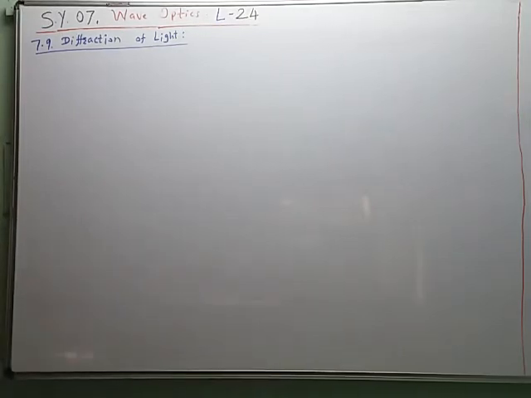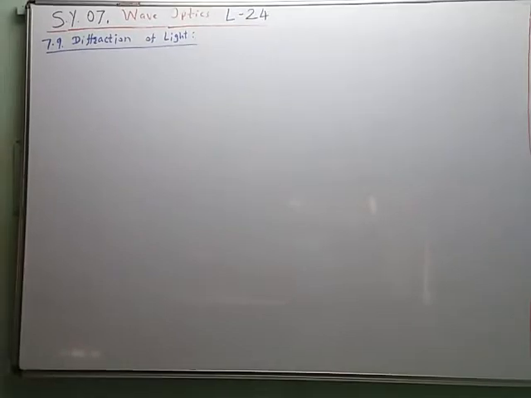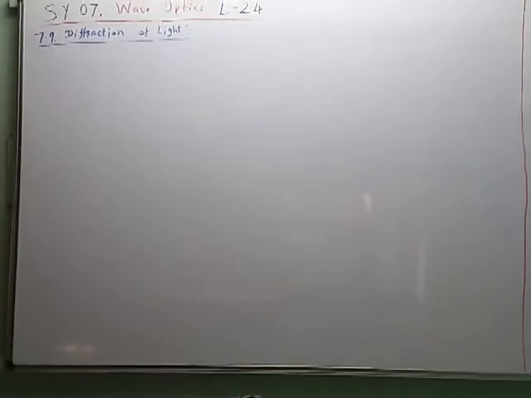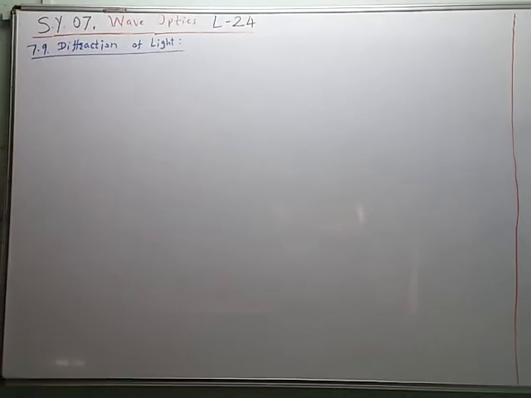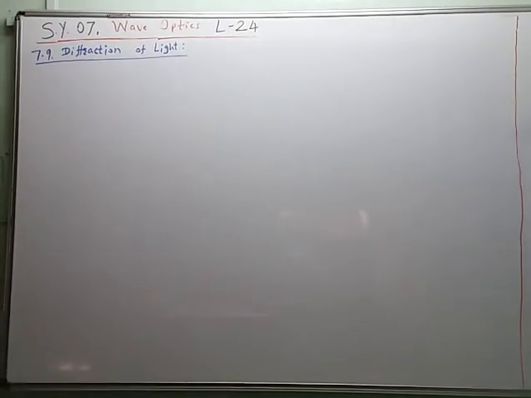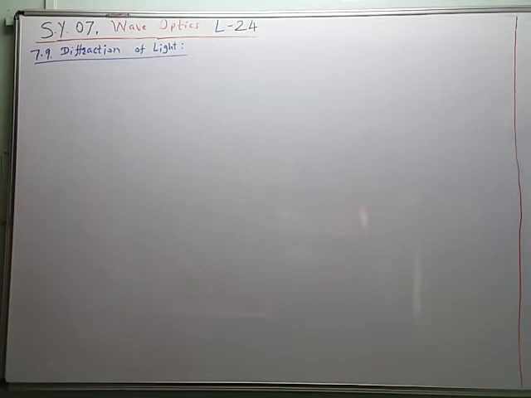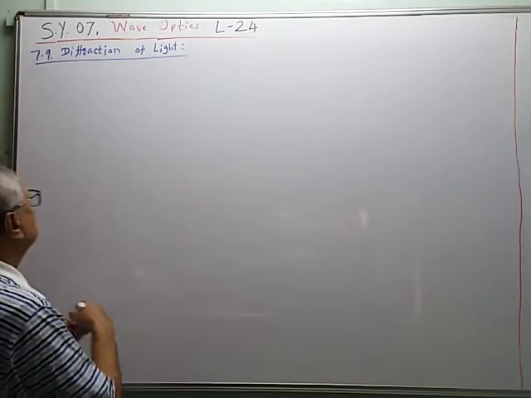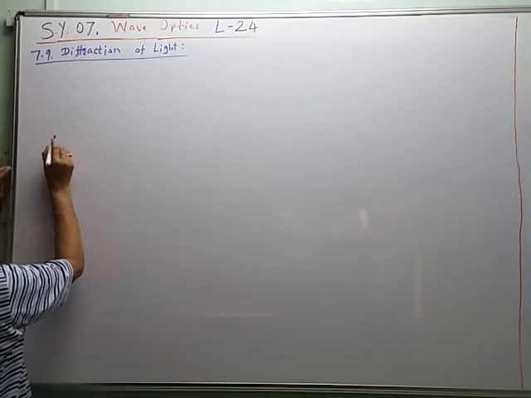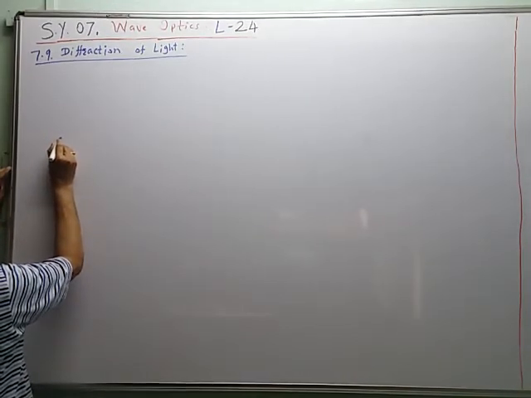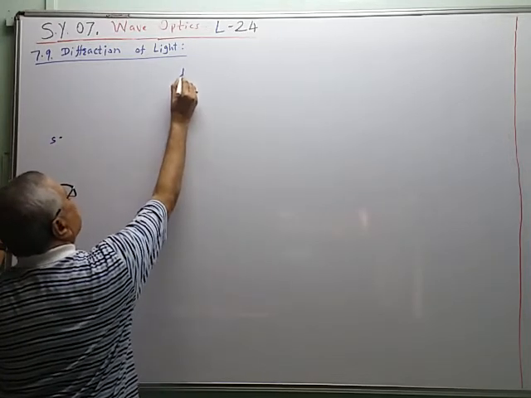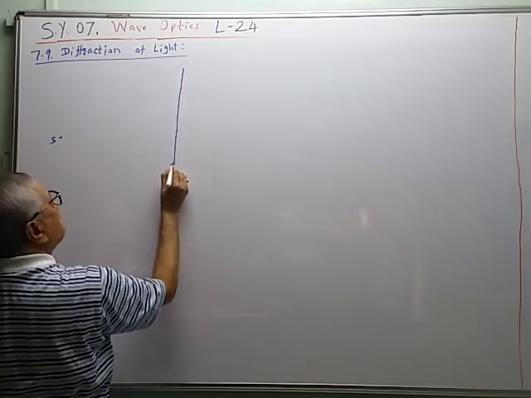Now, what is meant by diffraction, that we have to explain. So we will consider a simple experiment. There are two parts of the experiment like this. Suppose this is the source S and this is the screen of observation.